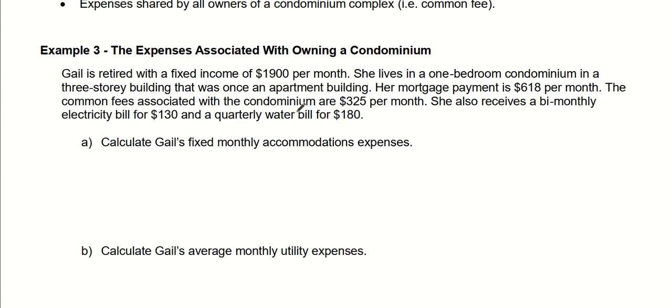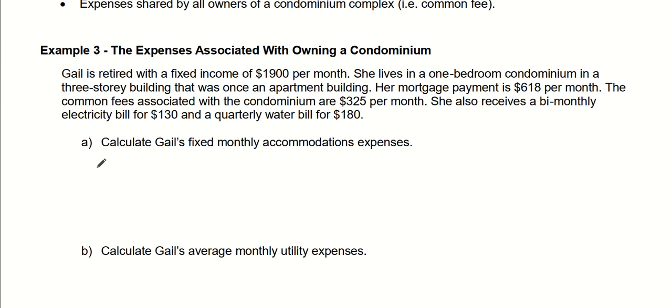She receives a bi-monthly bill for about $130 and a quarterly water bill for $180. Okay, so we're gonna have to convert all those into months. So calculate Gail's fixed monthly expenses. Her fixed monthly expenses, in short, is basically what she's paying in her mortgage payment and the common fees.